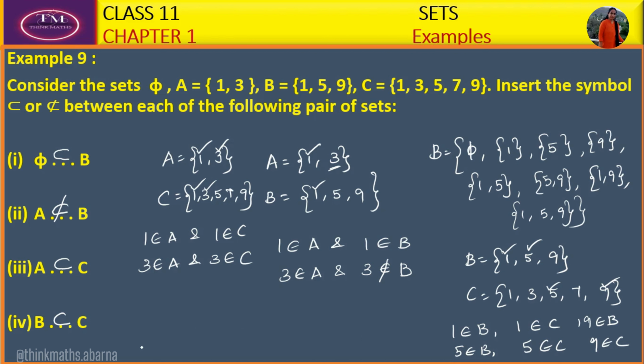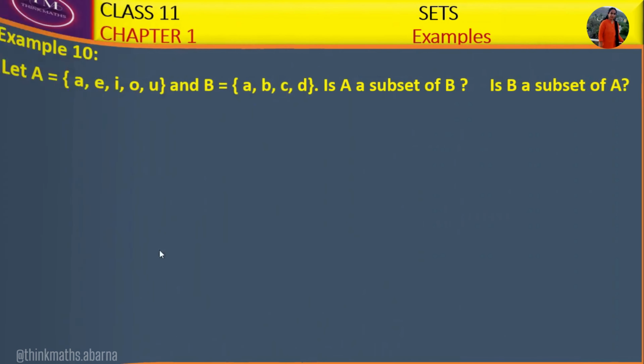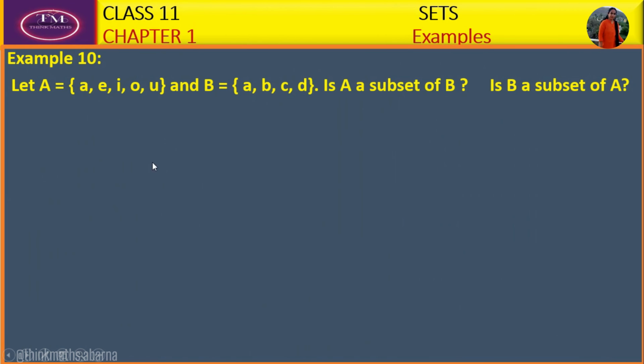Okay, children? I hope you can understand example 9. So moving on to the next example. Example 10. Let A be the set of all A, E, I, O, U, and B be the set of all A, B, C, D. Is A a subset of B? Is B a subset of A?